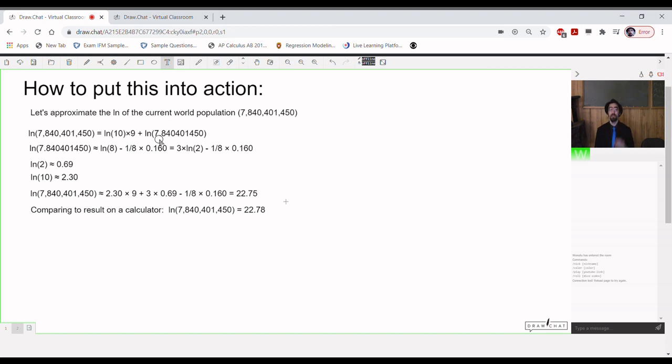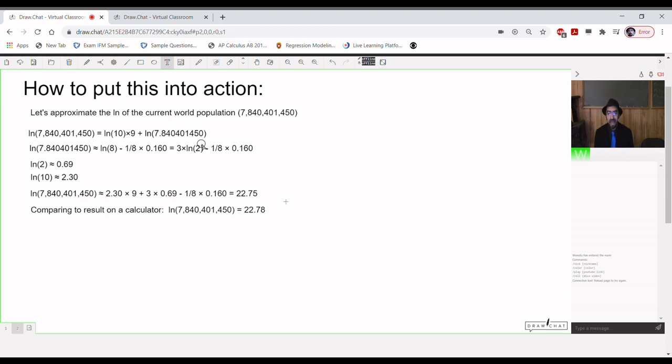I'm using that natural log of a product, in this case 7.84 times a billion, equals natural log of a billion plus natural log of 7.84 whatever. And that natural log of a billion is just natural log of 10 times 9. So that means I can just add up ln 10 plus ln 10, and so on, 9 times. Now I need to figure out what the natural log of this 7.84 whatever is.